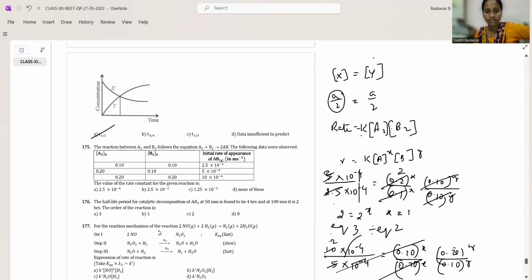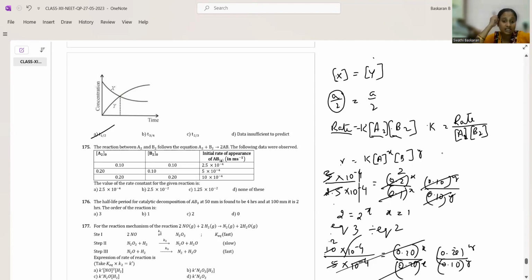So how do you convert this? Because we know the rate, we know the concentration of A2, and also we know the concentration of B2, correct? Now, how do we determine K? We know the formula, that is K is equal to rate divided by A2 and B2. Rate divided by concentration of A2, concentration of B2.